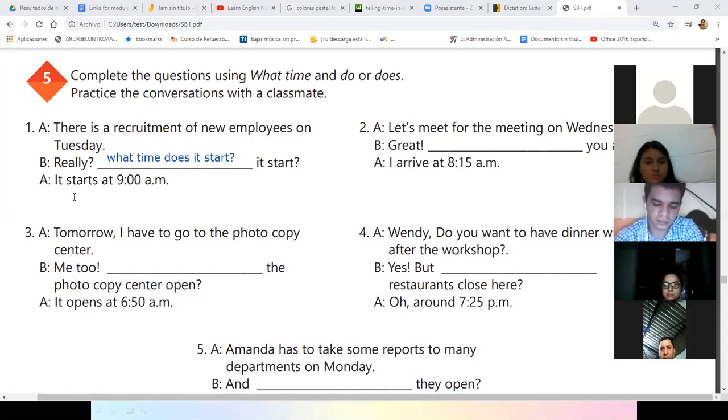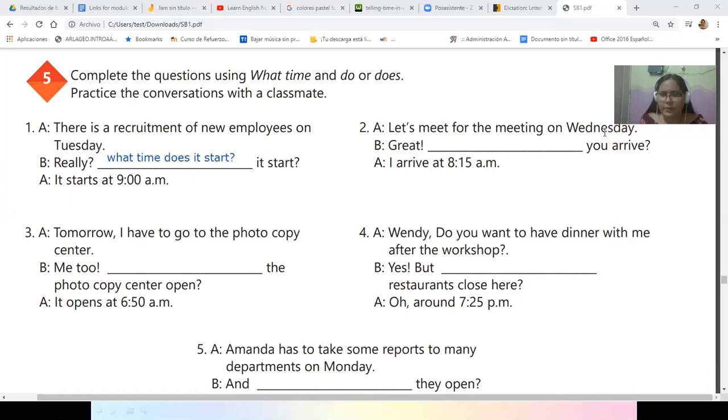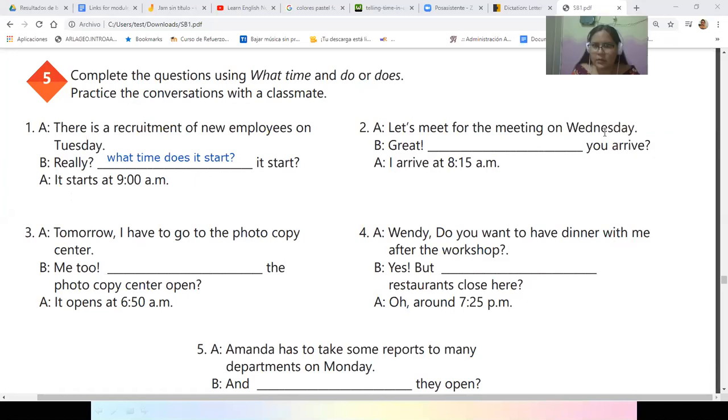Look at the other one. Number two, let's meet for the meeting on Wednesday. Great. How can we complete this? What time do you arrive? Exactly. What time do you arrive? Correct.